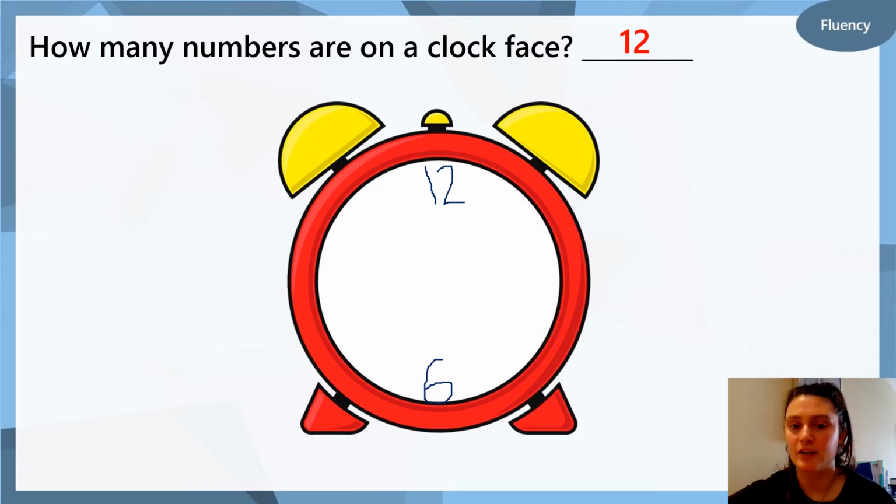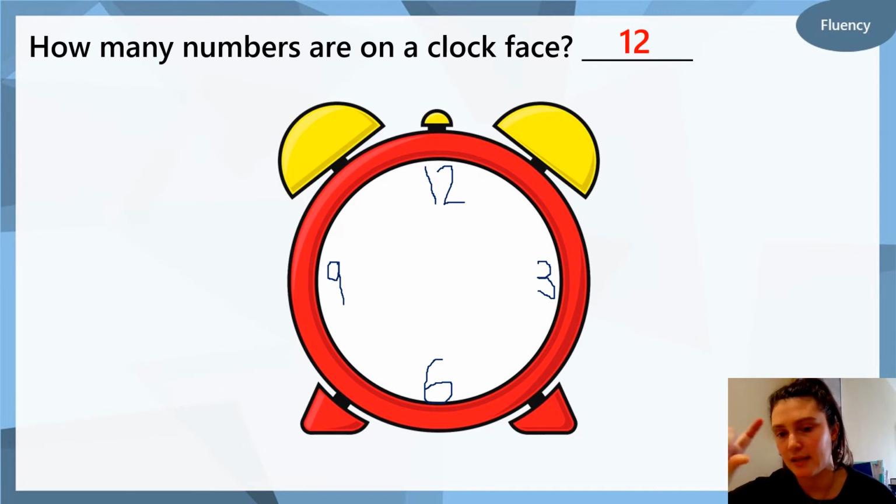Then on the right of the clock, we will put the number 3. And on the left of the clock, we will put the number 9. Now my writing is a little bit messy because I'm doing it with my computer, but I know when you do yours later on, it will be much neater. So now that we've done the top, the bottom, the left and the right, we can start filling in our other numbers. So let's start at 1.